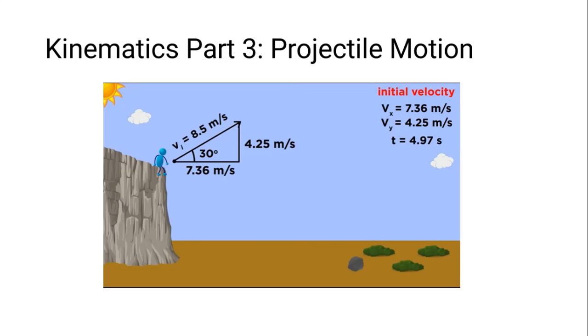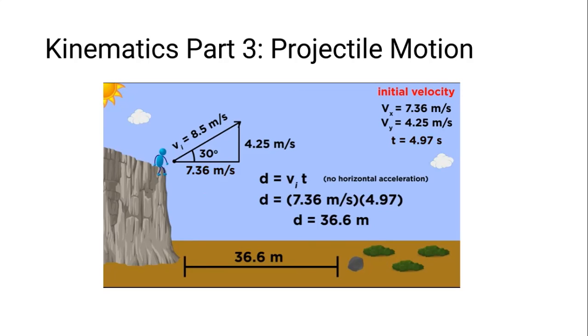This also makes it easy to calculate how far the rock will travel, because we know the horizontal velocity will be 7.36 meters per second, times the 4.97 seconds that it is in the air, which leaves us about 36.6 meters away from the edge of the cliff.